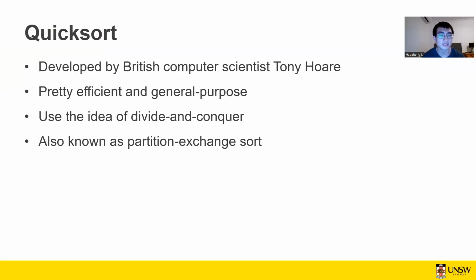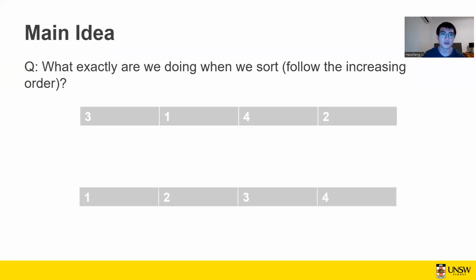The quicksort algorithm was developed by British computer scientist Tony Hoare. It is pretty efficient and general purpose. It uses the idea of divide and conquer. It is also known as partition exchange sort. We will soon see why, but before we get started, here is a quick question.